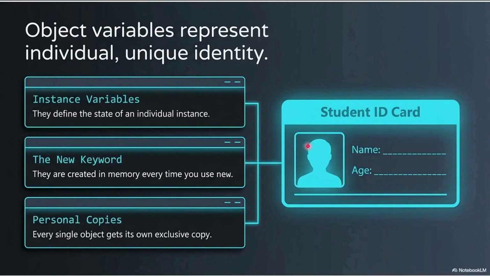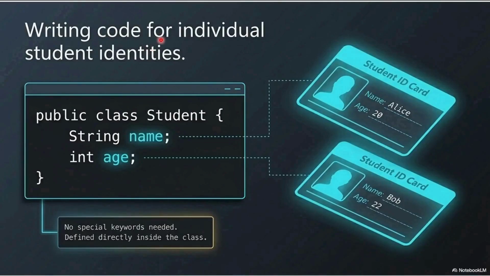This is the kind of blueprint that has been shown over here. If it is a student, then for every individual student there will be individual data, like the name of the student, the ID of the student, the age of the student. Those variables are object variables. So writing code for individual student identity, this is how we design the blueprint. That is a class, and inside this class we have String name and int age. So what are these variables? They are declared immediately inside the class, so they are object variables. No special keyword is needed; they are defined directly inside the class.